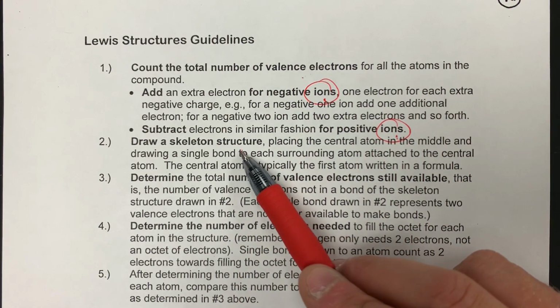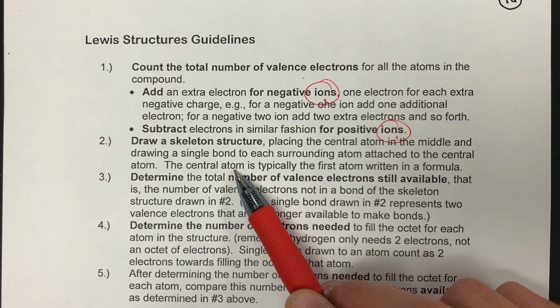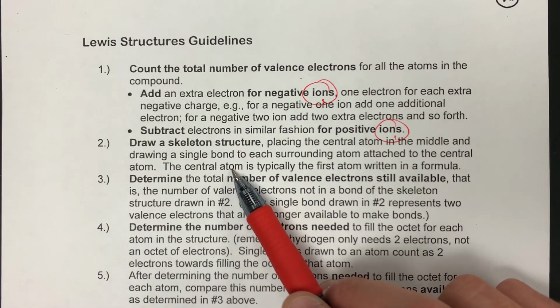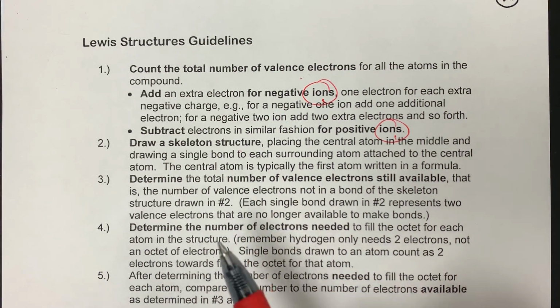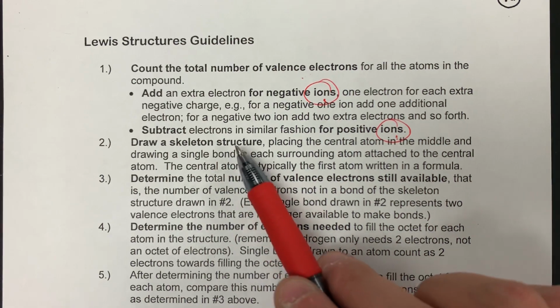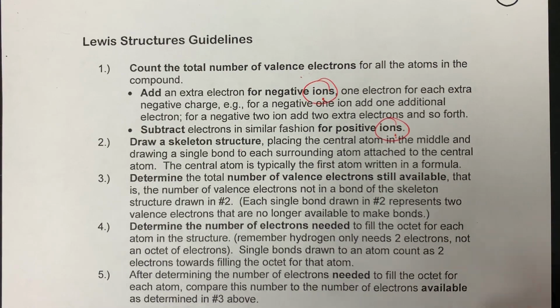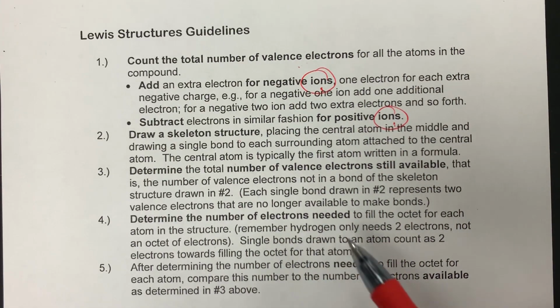From there, we look to construct a skeleton structure. More often than not, the central atom is typically going to be the first atom written in a formula, or perhaps the one that is fewest in number. We're going to see an example in a little bit where it's a little tough to decipher, and we actually look at the Lewis structure for the individual atom to help make an informed decision. Once we construct bonds between the central atom and all the peripheral atoms in that skeleton structure, we count the number of valence electrons that are still available, and determine the number of electrons that are still needed.